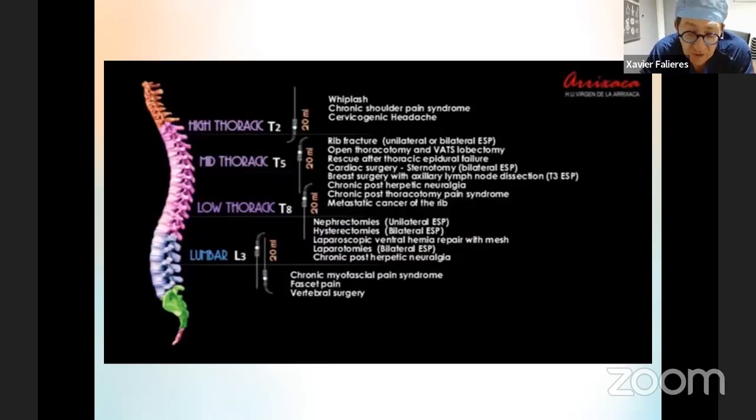So it has a lot of different indications. When you go lower to T8, it will be very interesting for nephrectomy, hysterectomy, for some laparoscopic surgery. Don't forget some surgery you have to give bilaterally. And then lower lumbar, L3, it's very important for chronic myofascial pain syndrome, vertebral surgery. So the erector spinae plane block is a very, very interesting block because it's easy to perform. It has a lot of different indications. You can give it unilaterally or bilaterally, and it will definitely work.